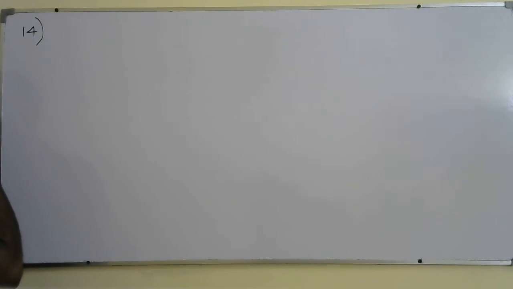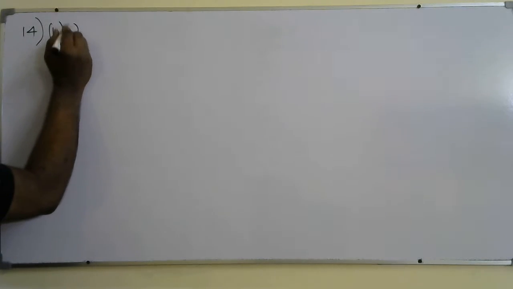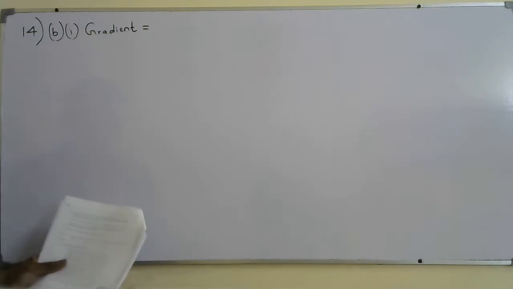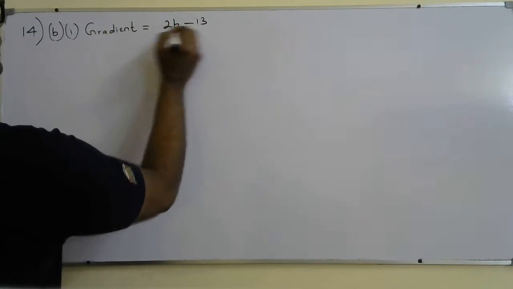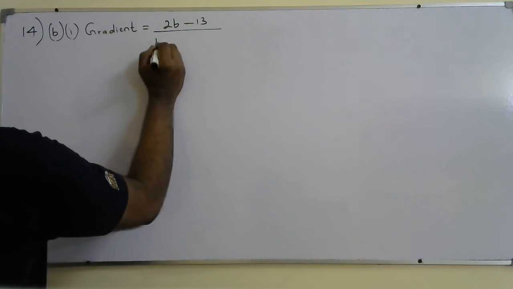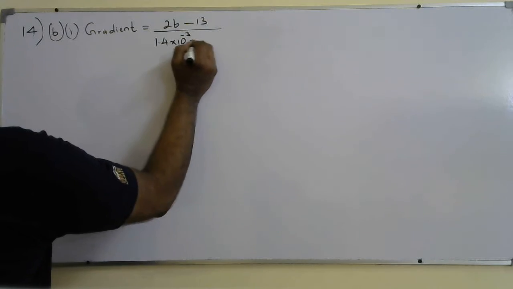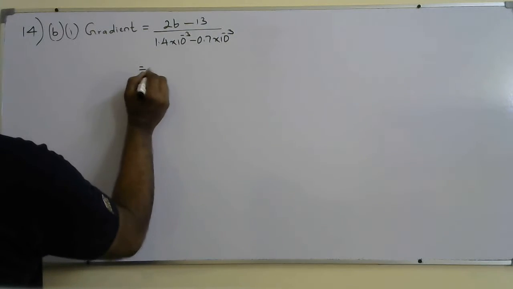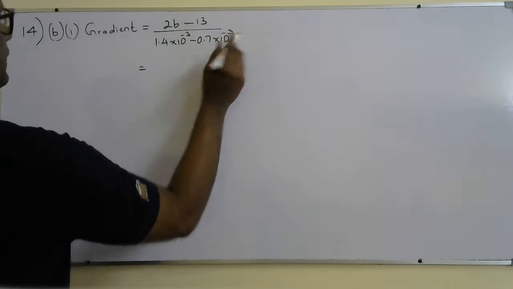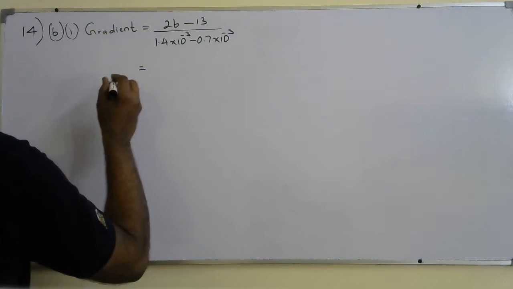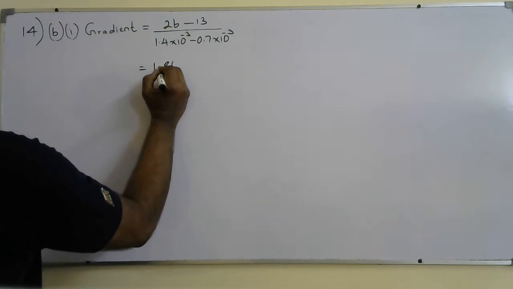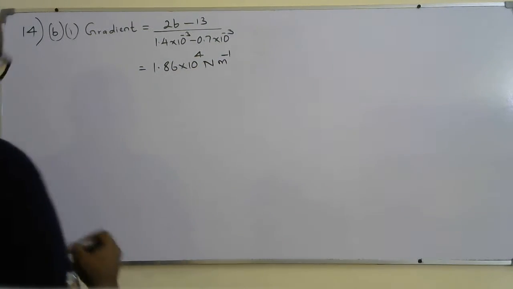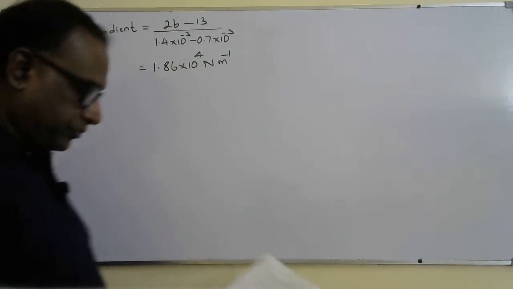So B part, first part. Take 2 clear points: (26 minus y1) over (1.4 × 10^-3 minus 0.7 × 10^-3). So this is Newton, this is meter. Finally I'm getting 1.86 × 10^4 Newton per meter. Okay, that is the gradient.